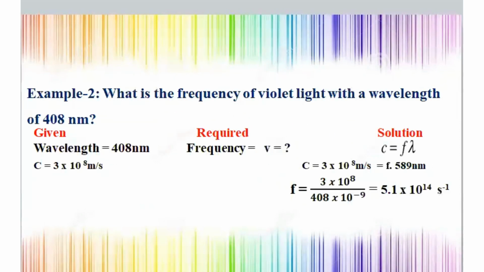The second example is what is the frequency of violet light with a wavelength of 408 nanometer. Given we have the wavelength 408 nanometer and the speed of light is 3 times 10 to the power of 8 meters per second, we are asked to find the frequency of the violet light. Solution: the speed of light equals frequency multiplied by wavelength, then frequency equals the speed of light divided by wavelength, and the frequency of the violet light equals 5.1 multiplied by 10 to the power of 14.